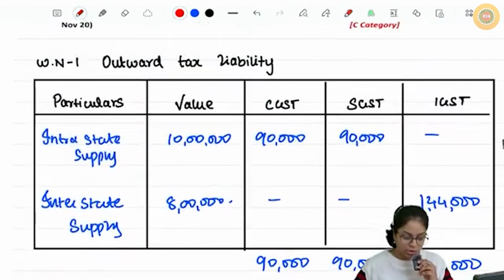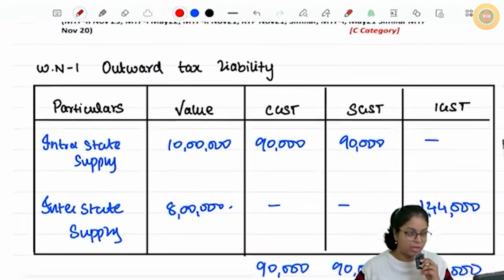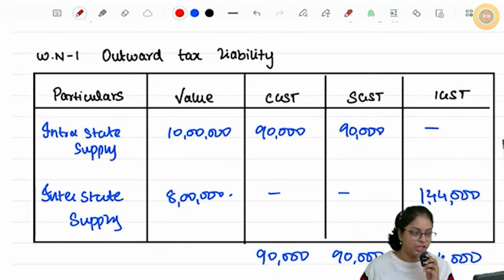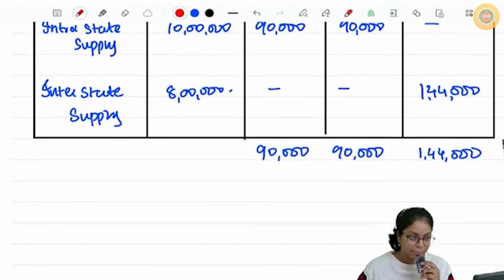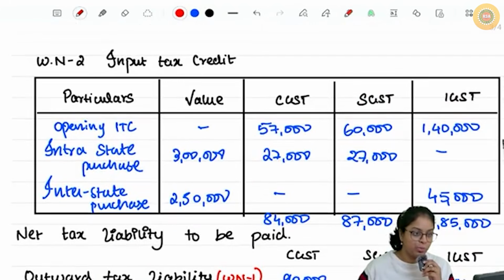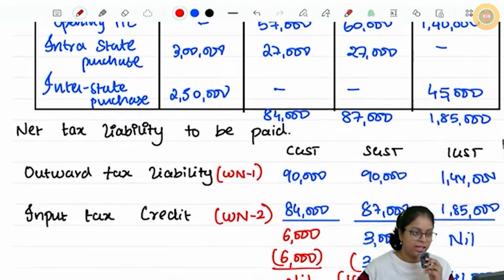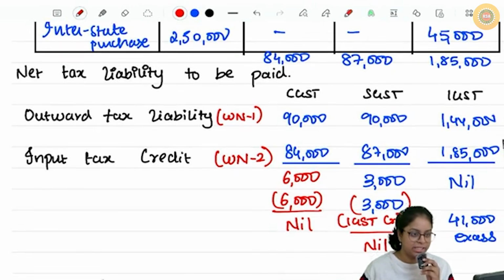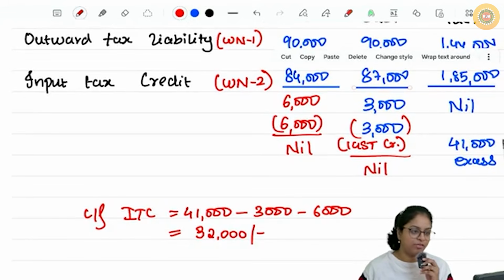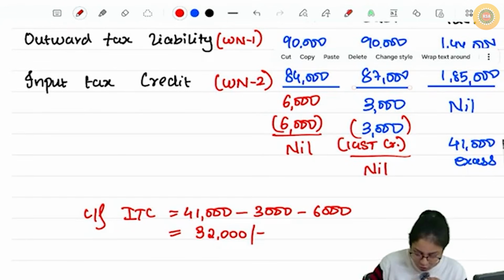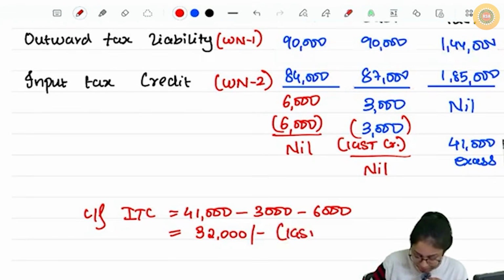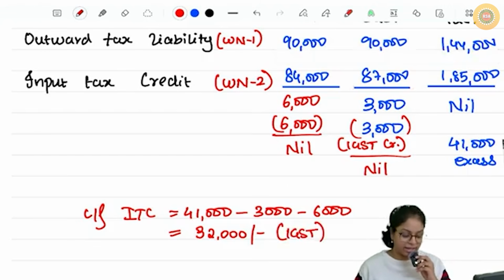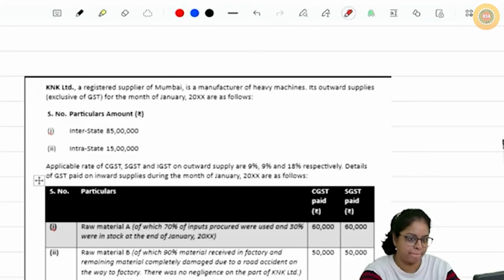I'll quickly scroll through the entire question in case you just want to make a note of it. So this is your working note number 1, which is your outward tax liability. Working note number 2, which is your ITC. And your last working note, your net tax liability after setting off the credit, right? And your last, how much do you carry forward? You will carry forward 32,000 of IGST. Right? So that ends our entire discussion on this question as well. I hope you understood. Let's move on to the next question.